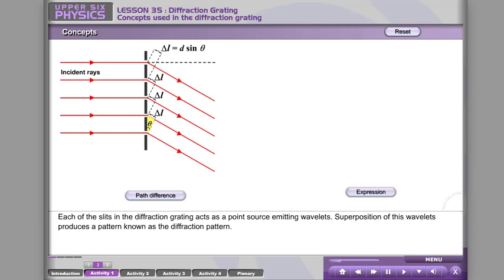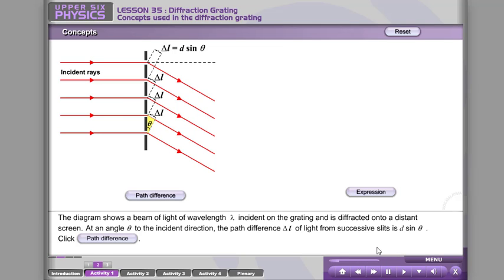Each of the slits in the diffraction grating acts as a point source emitting wavelets. Superposition of these wavelets produces a pattern known as the diffraction pattern. The diagram shows a beam of light of wavelength λ incident on the grating and diffracted onto a distant screen. At an angle θ to the incident direction, the path difference ΔL of light from successive slits is d sin θ. Click the path difference button.